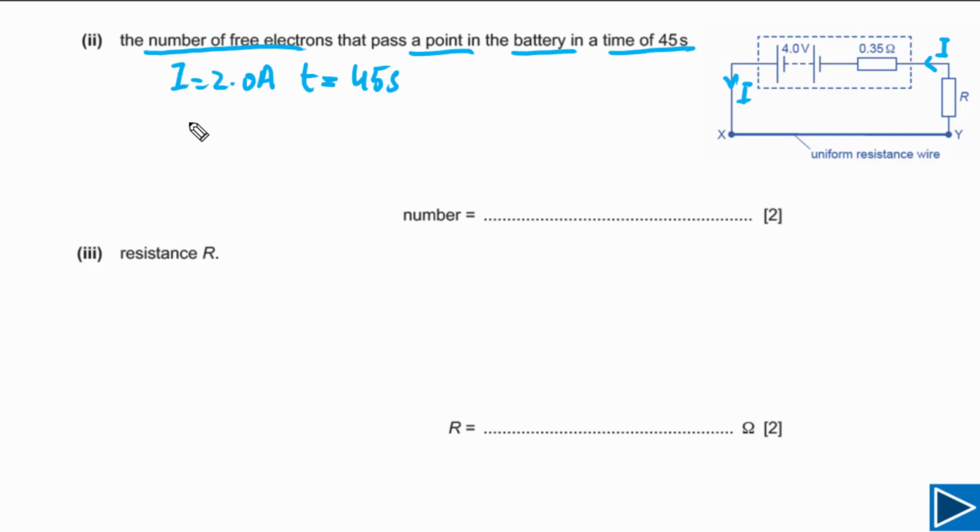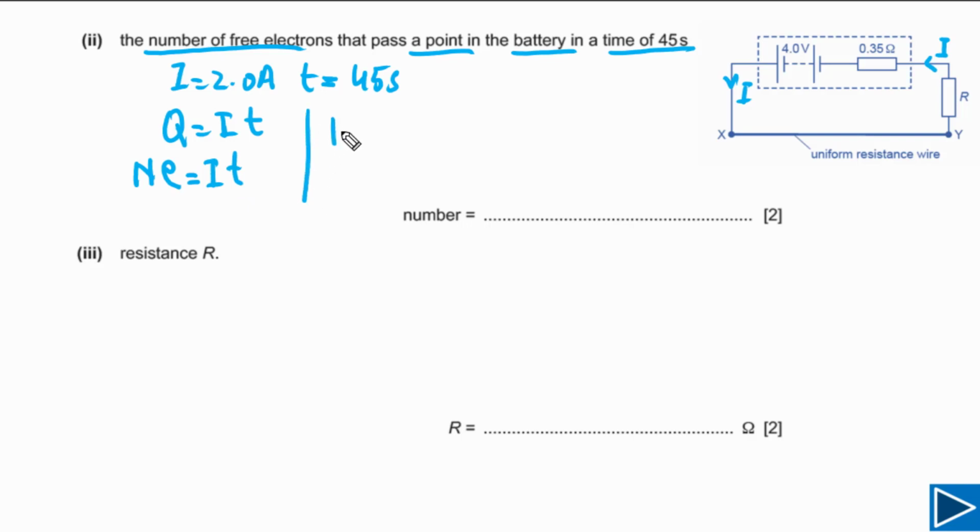We need to find out number of electrons. So we can start from here. Q is equal to IT. But we need to find the number of electrons. So Q we can write down. Q will be equal to N times E. N is the number of free electrons and E is the charge on single electron. So we can say NE is equal to IT.